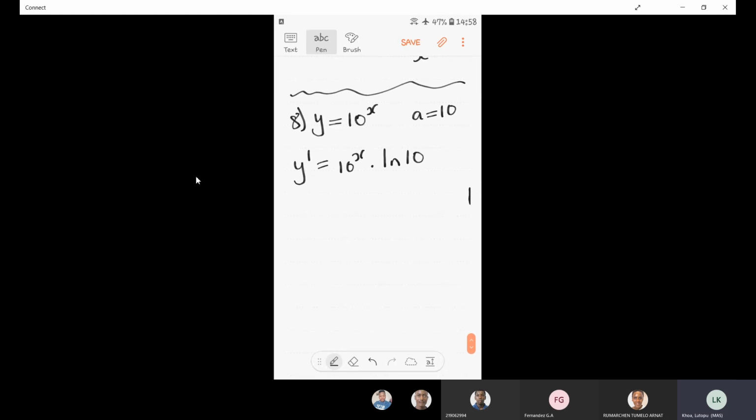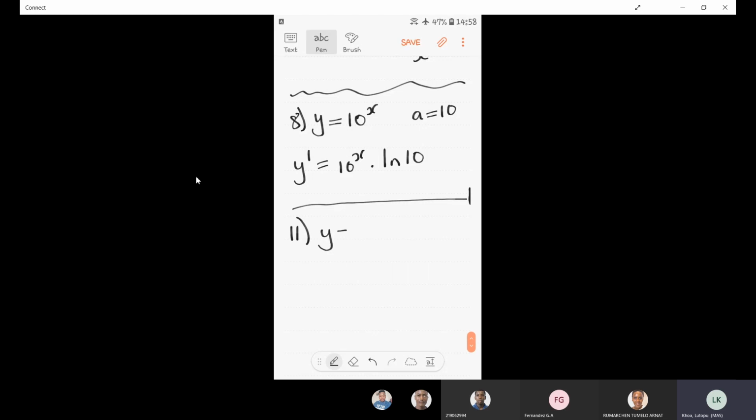Okay, then number 9, it's not difficult. Number 9 and number 8 are pretty much the same, except that with x to the power of 10, the 10 will come down, then you're left with x to the power of 9. Let's look at number 11.